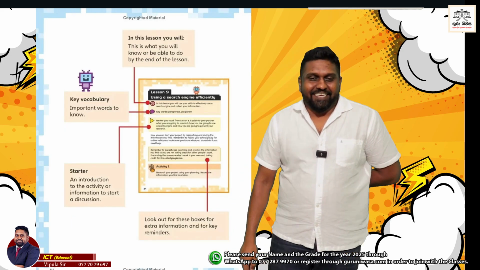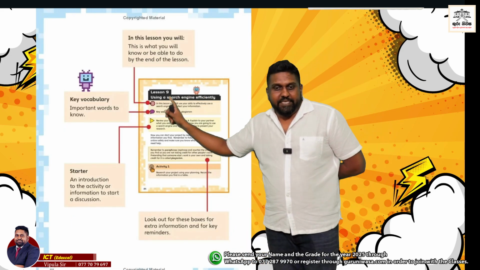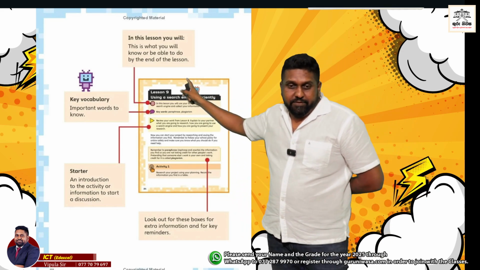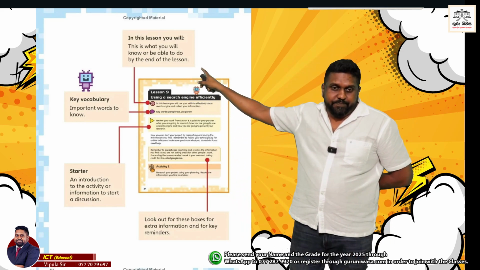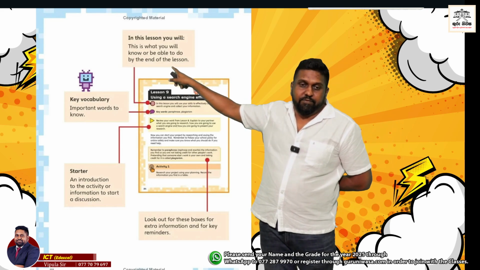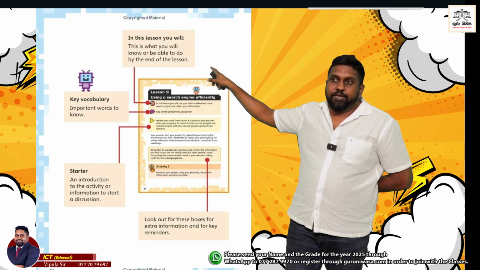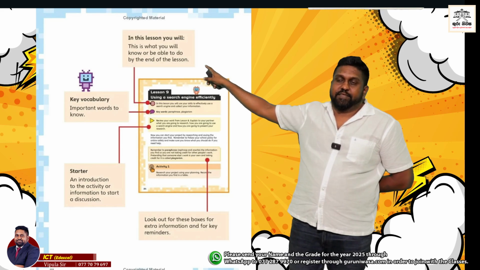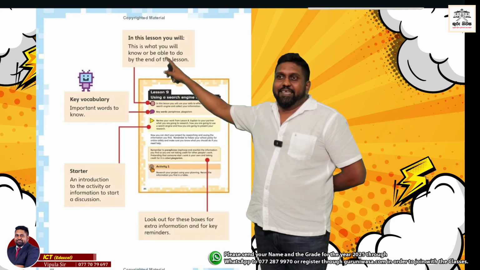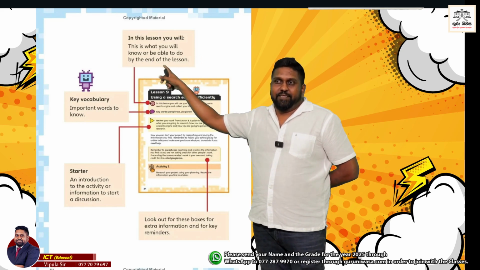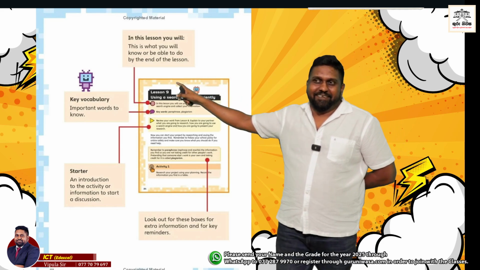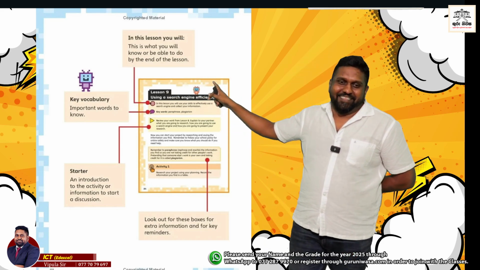Okay, and then this is how the page is built. So if you take a simple lesson, if you look at this lesson, it will say this is what you will know or be able to do by the end of the lesson. That is, things you did not know when you started this lesson, but should know when it ends. So the things you need to learn at the end of the lesson will be displayed here.